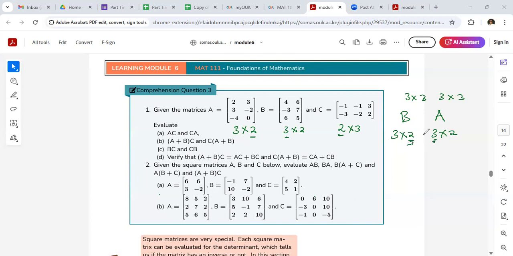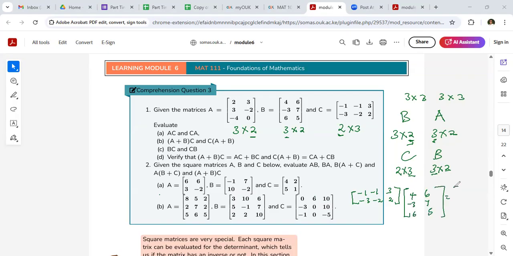How about C by B? Can you find CB? C is of order 2 by 3, and what's the order of B? 3 by 2. So it's possible to multiply C by B. Let's quickly find C by B. So I have -1, -1, 3, -3, and please work on it on your own. So that is C. And then B is 4, 6, -3, 7, 6, and 5.